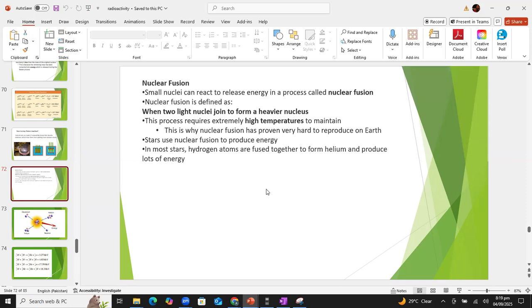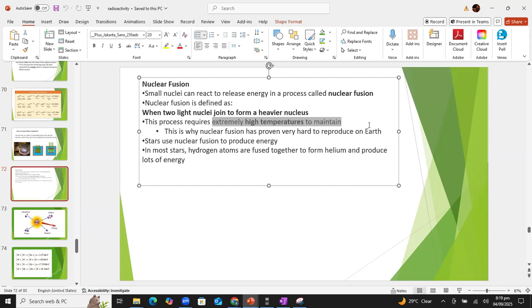Acha, Sarim, what you are asking, what does it mean by maintain? Look, beta, they are saying this process requires extremely high temperature to maintain, means to start the reaction. To start the fusion reaction, it requires high temperature. So that's why we say it's an endothermic reaction.